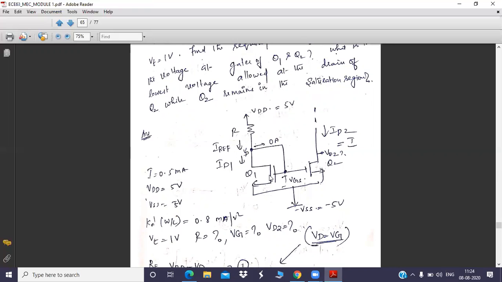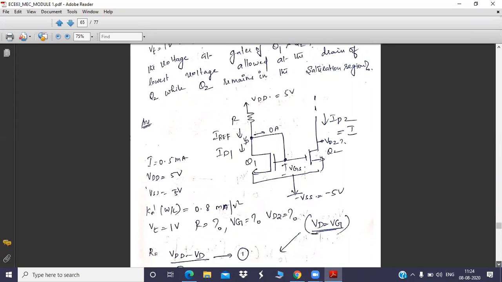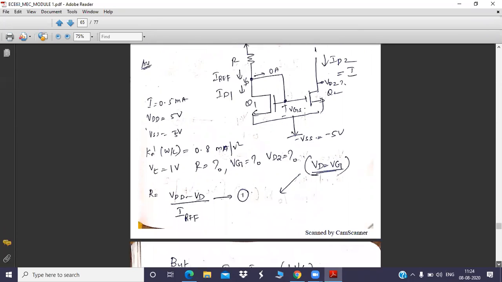Okay, because you have a difference in channel width. Even though you have the same channel length, there is a difference in channel width. So there is a difference in aspect ratios. As a result, I reference is not going to be the same as I. That is the first thing you have to find out from the given parameters.